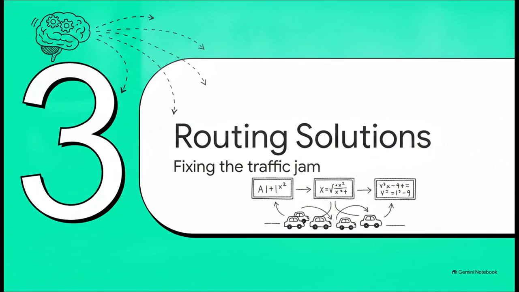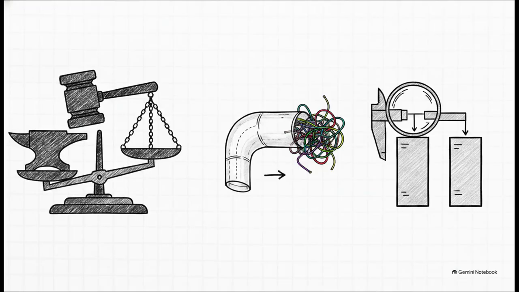Section 3. 3 routing solutions. So how do we force the AI to distribute the workload fairly without ruining its accuracy? Based on the architecture data, modern models generally tackle this traffic jam in one of 3 ways. First, there's the traditional approach, known as G-shard or switch auxiliary loss. Second, we have a newer, leaner method championed by DeepSeek, which is auxiliary loss-free. And third, we have a highly statistical approach used by Kimi K3 called quantile balancing.